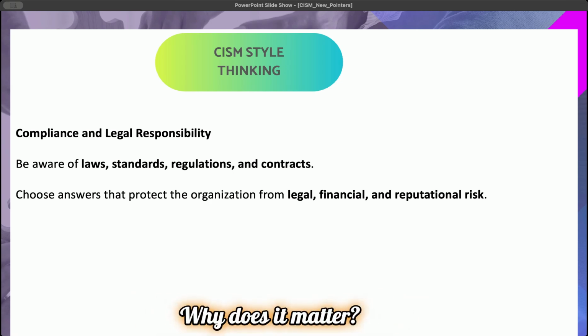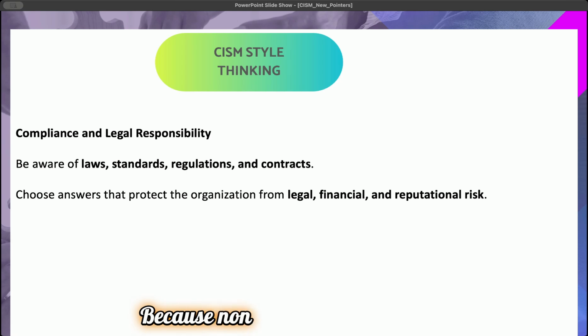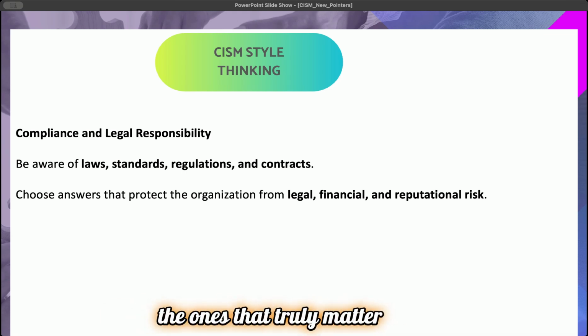Why does it matter? Because non-compliance with laws like GDPR, HIPAA, and SOX can result in fines, lawsuits, or criminal penalties. Breaches can result in lost revenue, fraud, ransomware payment, and regulatory fines. And loss of customer trust can cause long-term business damage that's hard to recover from. So, CISM is not about eliminating all threats; it is about reducing the ones that truly matter in the organization.